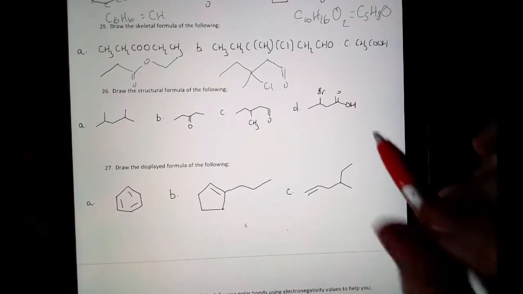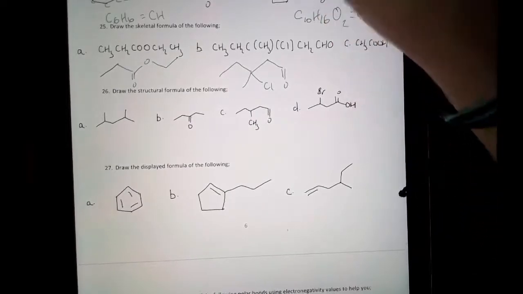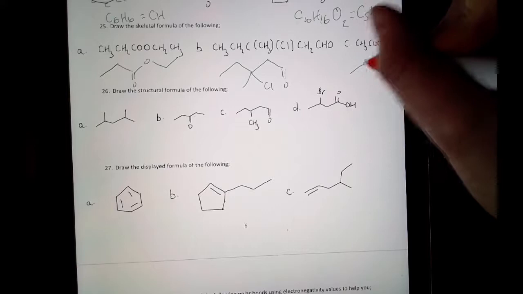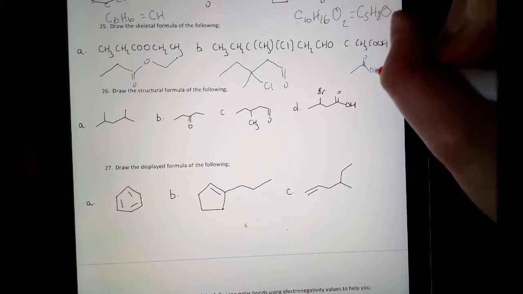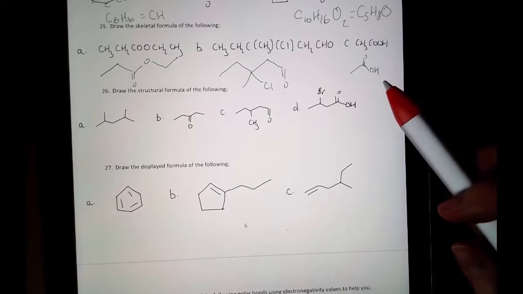And then the last one, I've got CH3COOH. If you see that COOH, that is a carboxylic acid. So it's going to look like this. So I've got 2 carbons, double bonded to an oxygen, bonded to an OH.